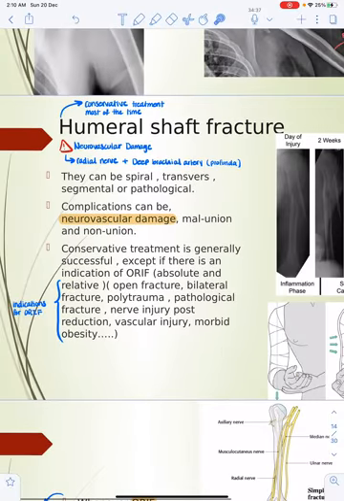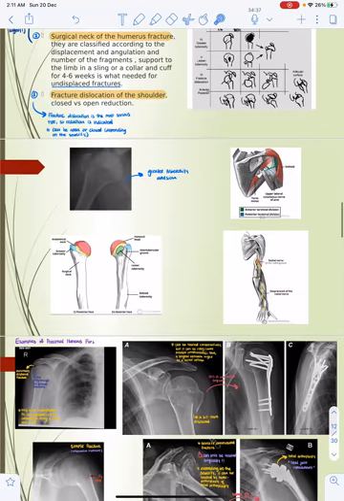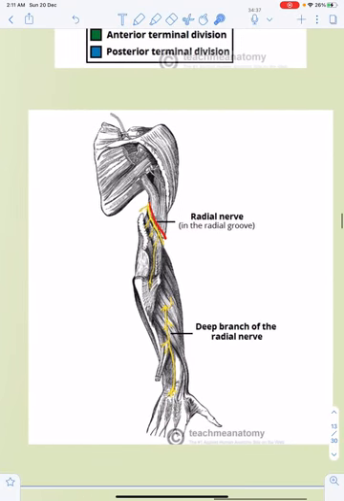The most important complication to focus on, although there are different complications like malunion and non-union, is neurovascular damage. Why? Let's go back to anatomy, this picture. This is the posterior aspect of the arm and forearm. As you can see, in the radial groove on the posterior aspect of the humerus runs the radial nerve, right? Always take this as a rule, and it applies to everything. Even in the anatomy lab, you'll see that an important artery always runs with the radial nerve. Everywhere the radial nerve goes, this artery follows it. Which one? The deep brachial artery, or profunda brachial artery.